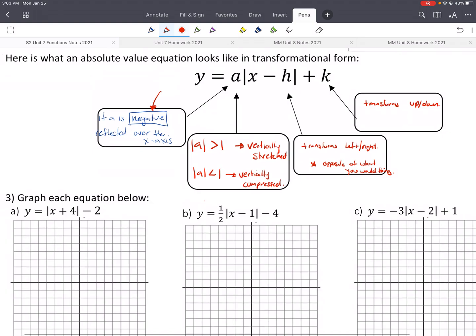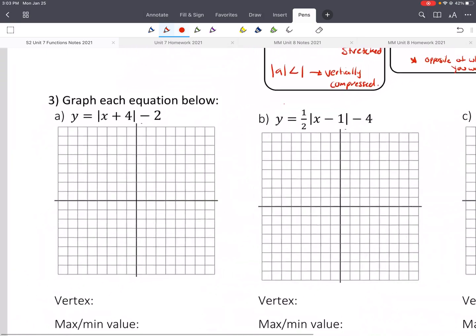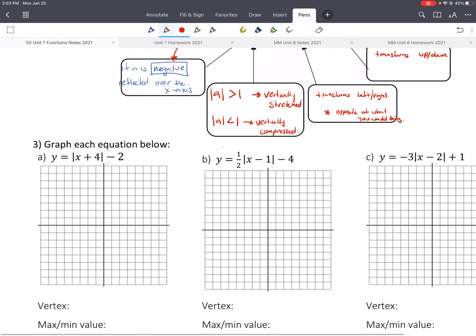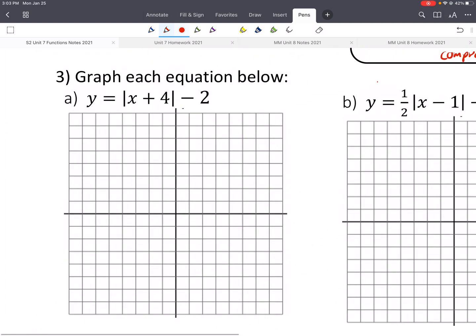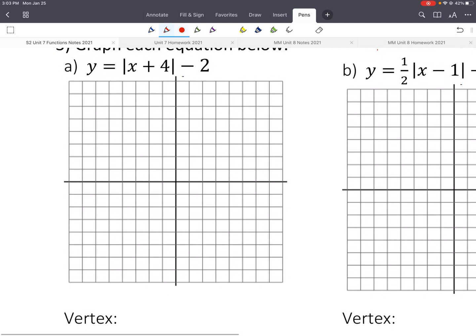Okay, so let's graph one of these and just see how it looks, because the only thing that's really different is maybe when we come up with more points. So for an absolute value function, again, our vertex will be the opposite sign of what you think it is, just like it was for the quadratic. So our vertex here will be (-4, -2), so that's right there. Then we want to find more points.